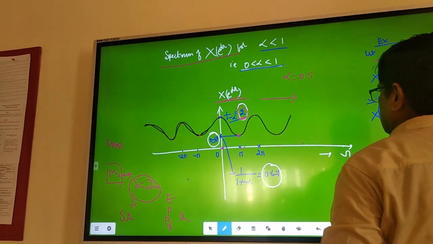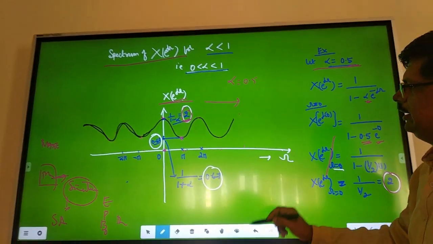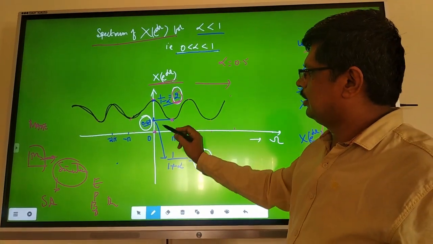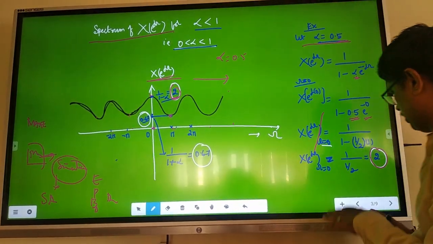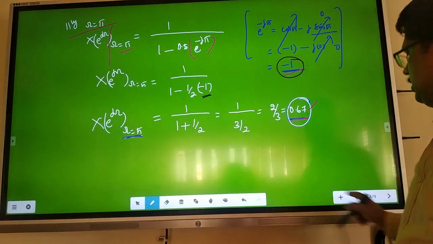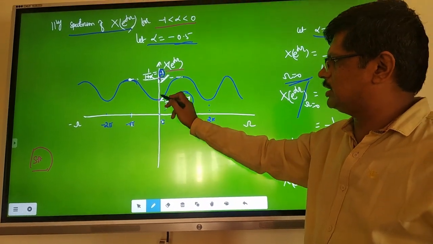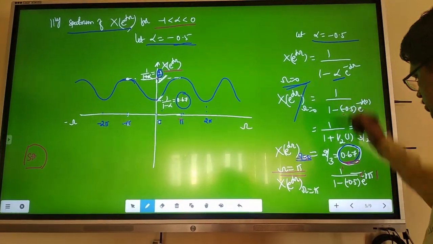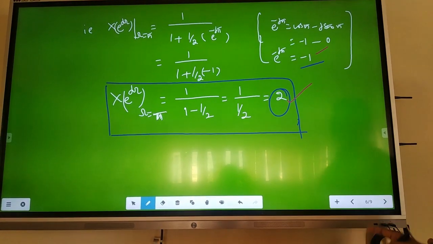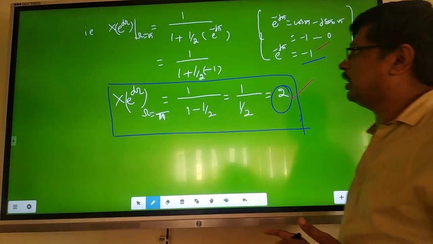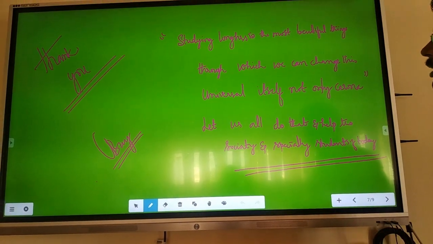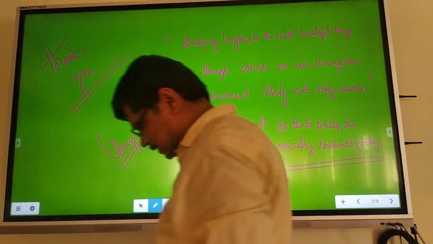Then if you go for the right-sided signal, you will get this spectrum: maximum at 0, minimum at pi. Similarly, if you go for the negative side, you will get the spectrum exactly reversed. At 0 it is minimum, at pi it is maximum, right? It seems I am clear in this class. I hope I am very clear.